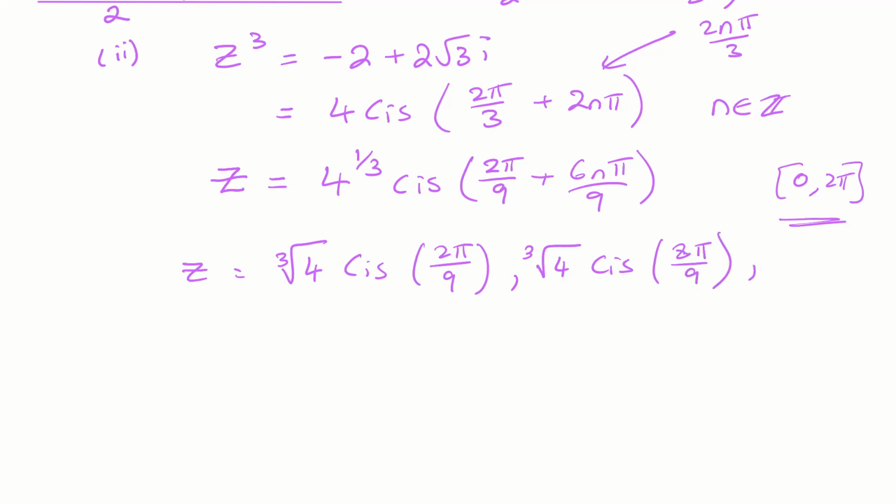And then let's take n equal to 2. If you wanted to go between negative pi and pi, you take n equals negative 1. And that will then be the cube root of 4 and cis. So this would then be 12 pi by 9, so it will be 14 pi by 9.